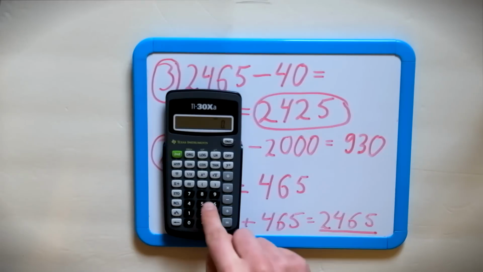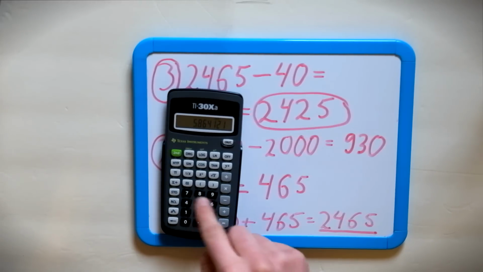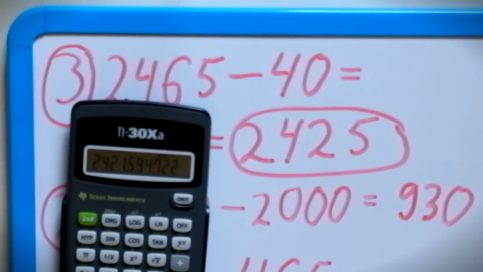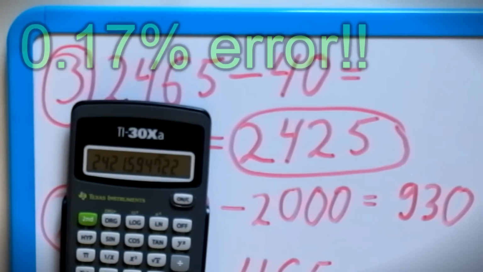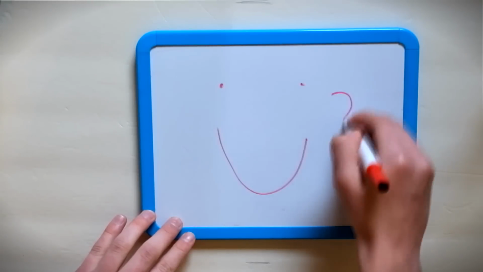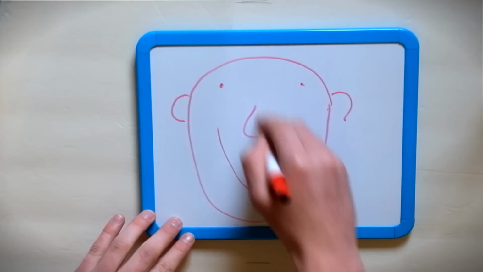Once again, let's pull out our calculator. The calculator tells us that the actual result is 2421. So we were just 0.17% off from the exact answer. Now you know how to take the exact square root of numbers in the millions.